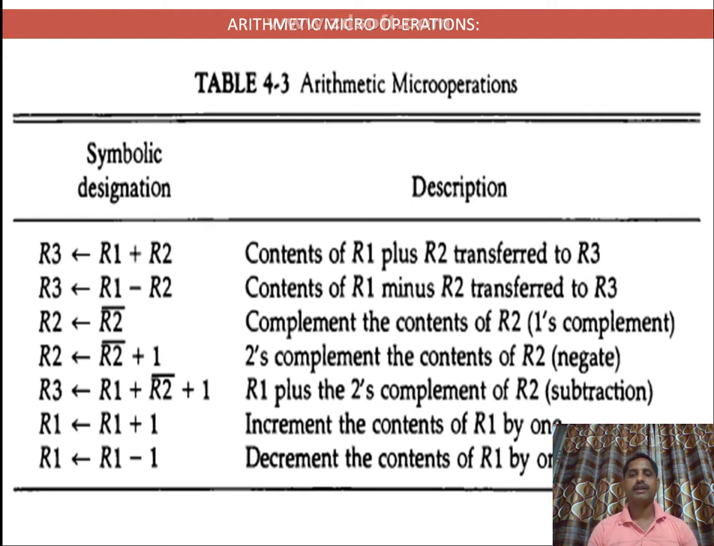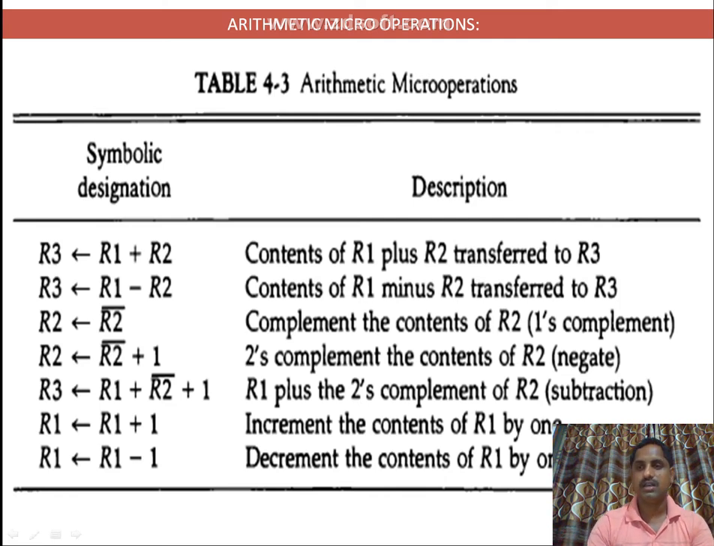In the arithmetic micro operations, the basic operations are addition, subtraction, increment, decrement, and shift. An arithmetic micro operation is designated by the statement R1 plus R2 to R3, which specifies the add micro operation. It states that the content of register R1 is added to the content of register R2, and the result is transferred to R3. To implement this statement in hardware, we need three registers and the digital component that performs the addition operation.